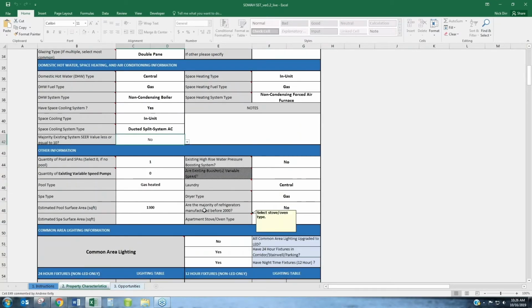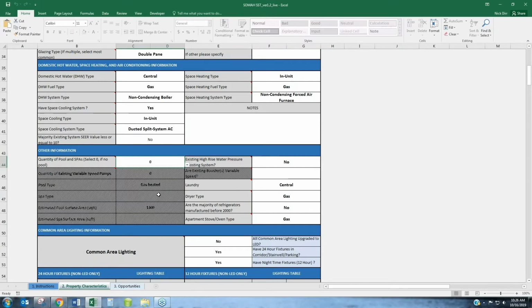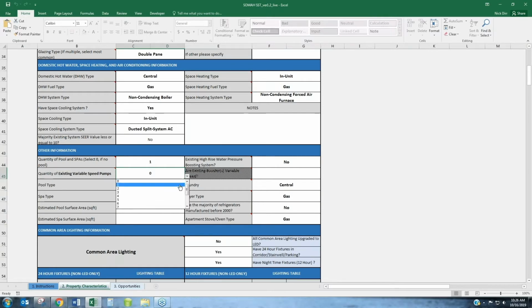Next is other mechanical equipment at the property. So the quantity of pools and spas at the property. Most of these projects are unlikely to have pools, but some do. So if there's no pools, then you can enter 0 and you do not need to enter additional information. If there are pools, you enter the quantity, whether those pools have a variable speed pump on them, which is an energy efficiency opportunity. So if the answer is yes, then you just match the number of variable speed pumps to the number of pools.